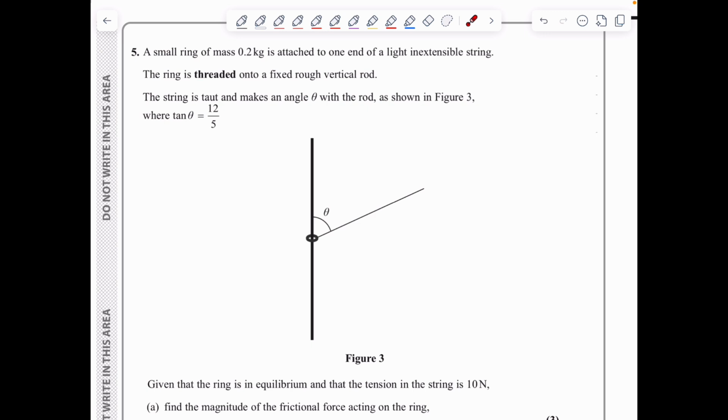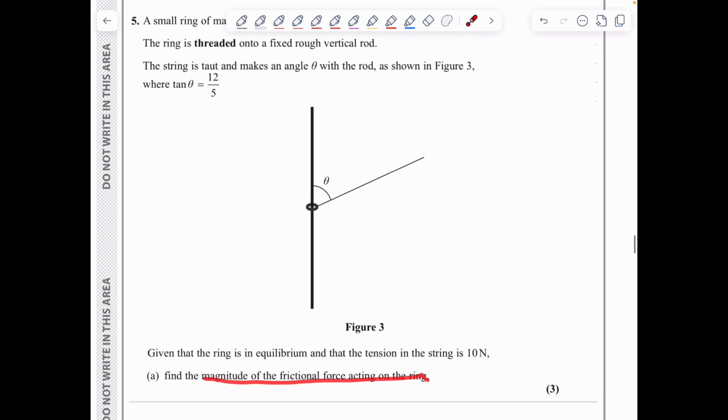In question 5, we've got a small ring of mass 0.2 kilograms attached to one end of a light inextensible string. The ring is threaded onto a fixed rough vertical rod. The string is taut, making an angle theta shown here. We know that tan θ is 12/5, and we need to find the magnitude of the frictional force acting on the ring, given that the ring is in equilibrium and the tension in the string is 10 newtons.